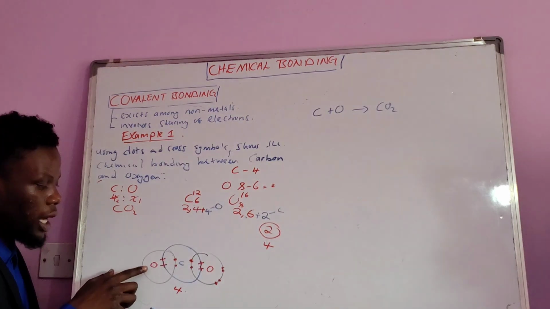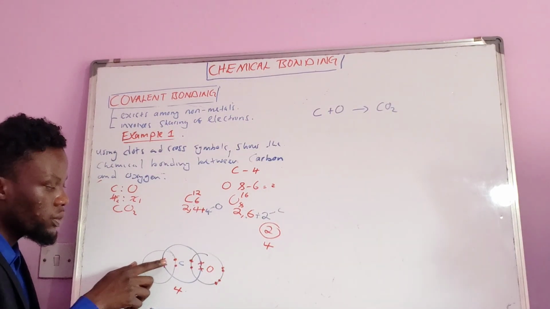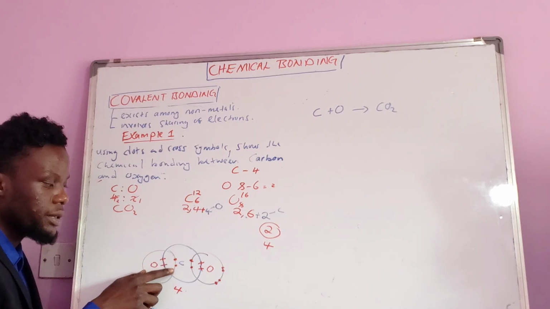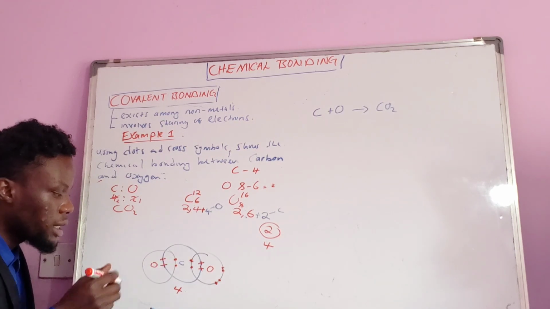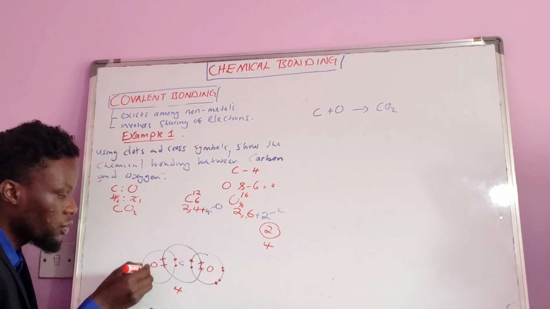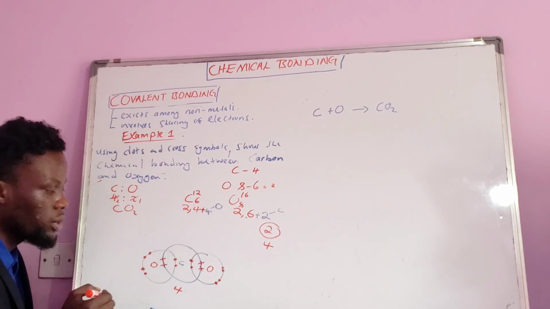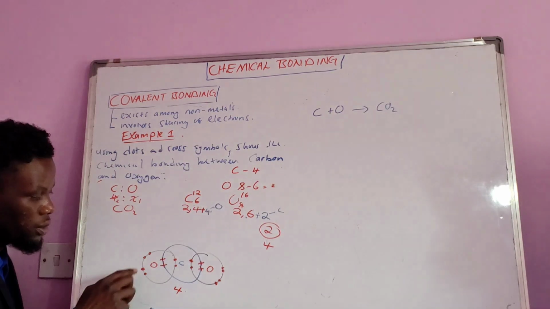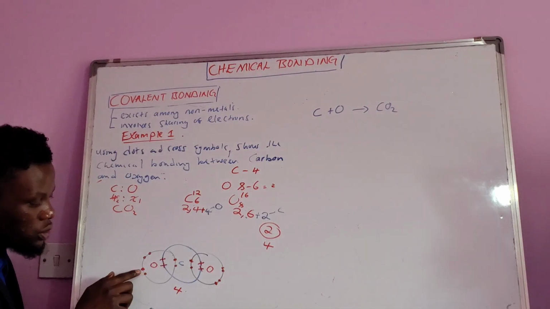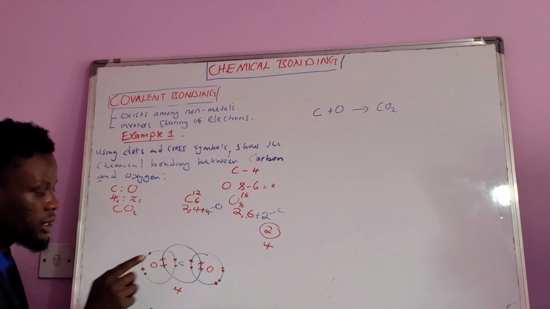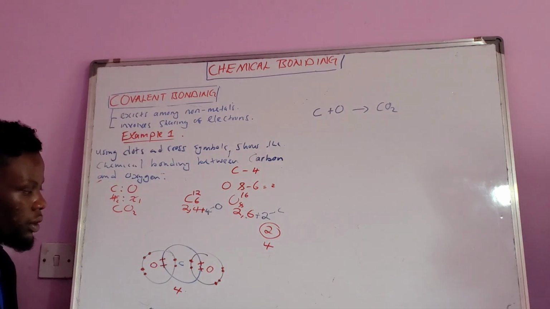You do the same to the other oxygen. The other oxygen has also used 2 electrons. Out of 6 I've used 2 electrons. The remaining is 4. So the other 4 I need to put in the form of these dots, because this is the shell for oxygen. You count again: 1, 2, 3, 4, 5, 6. This is for oxygen.